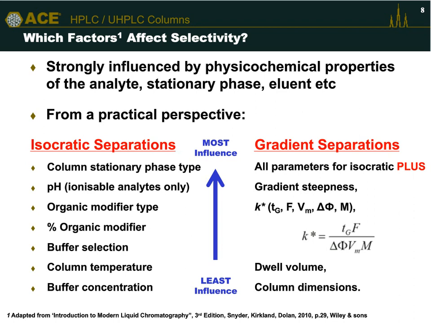So the type of stationary phase, the eluent pH, and the type of organic modifier are very powerful parameters in method development. And of course, for gradient separations, these parameters are important too, but we have some other parameters we need to consider, such as the gradient steepness, the gradient time, and column dimensions.